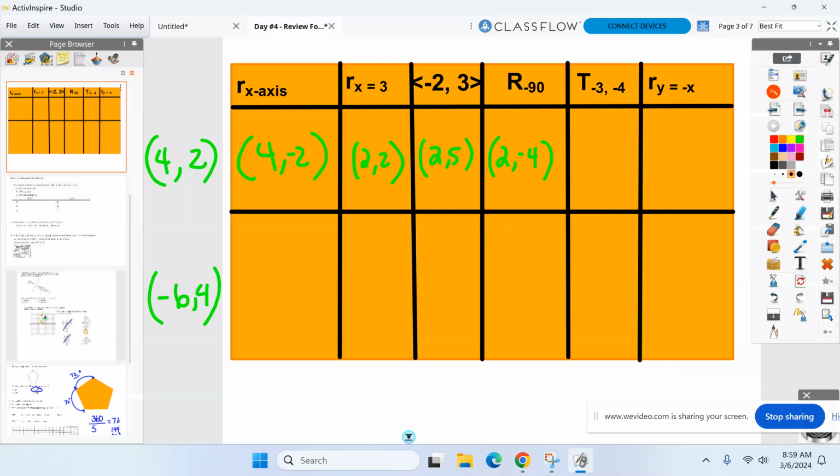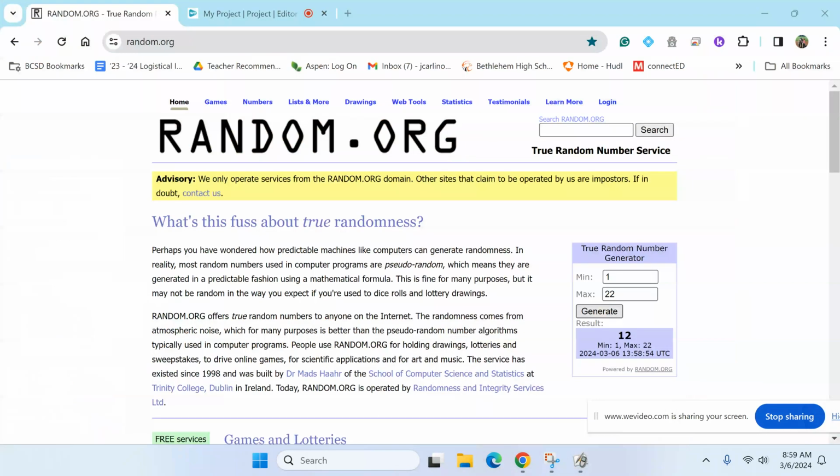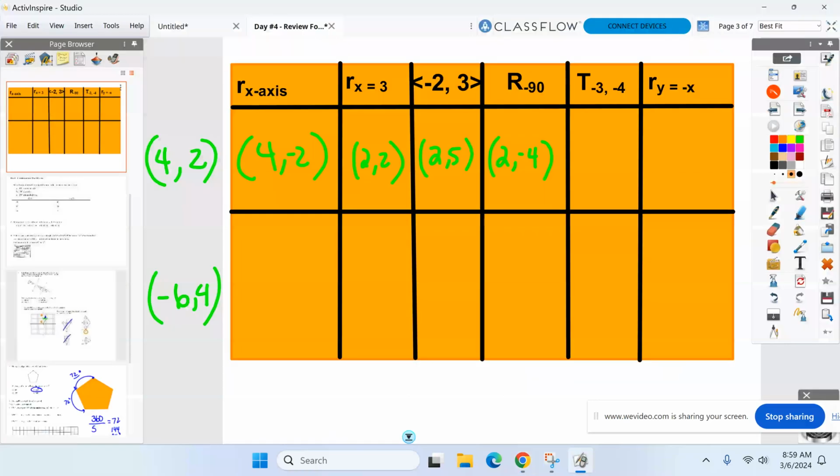Now we're going left 3, down 4. Left 3, down 4. Where am I going to end up here? Oh, Stellan, where are we going to end up? 1, -2. Again, you could have subtracted 3 from your x and subtracted 4 from your y's instead of counting.